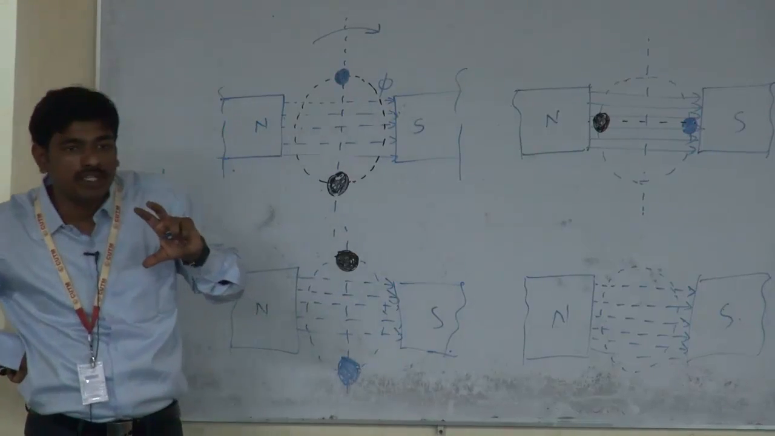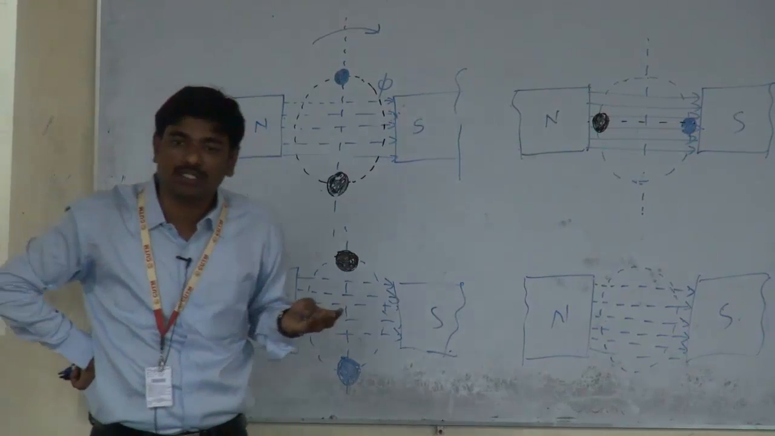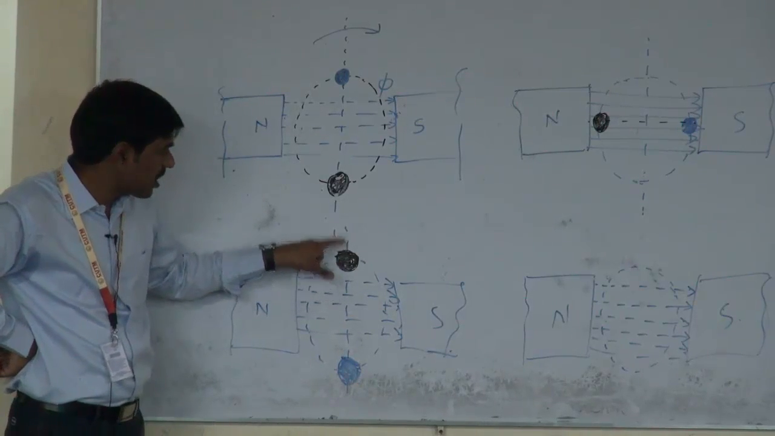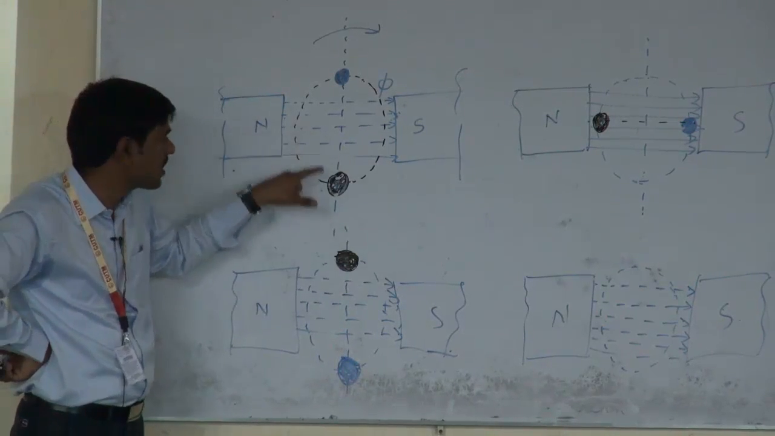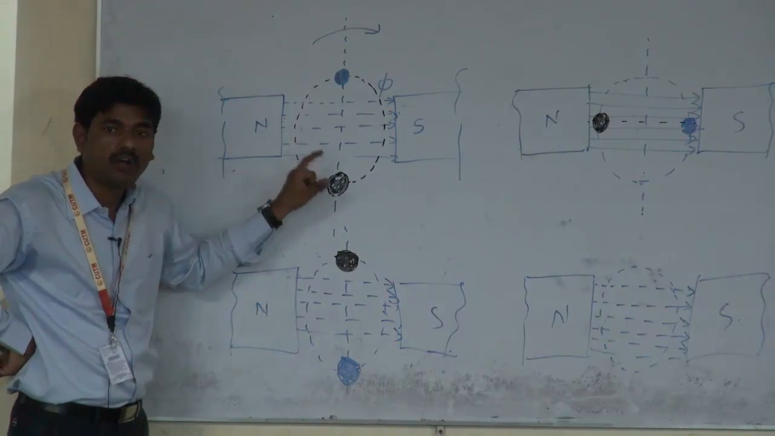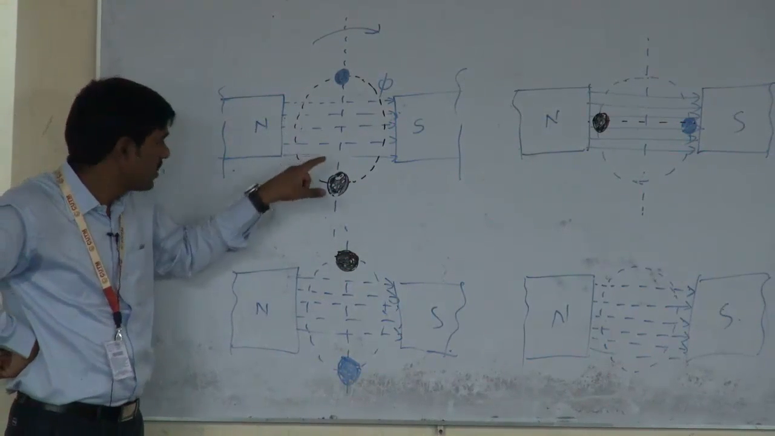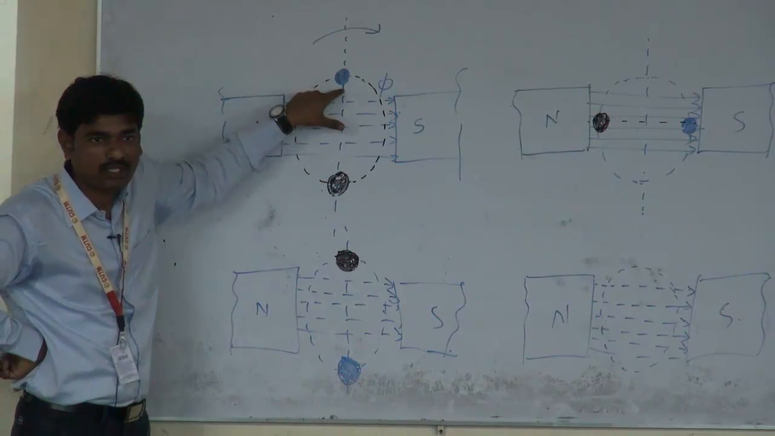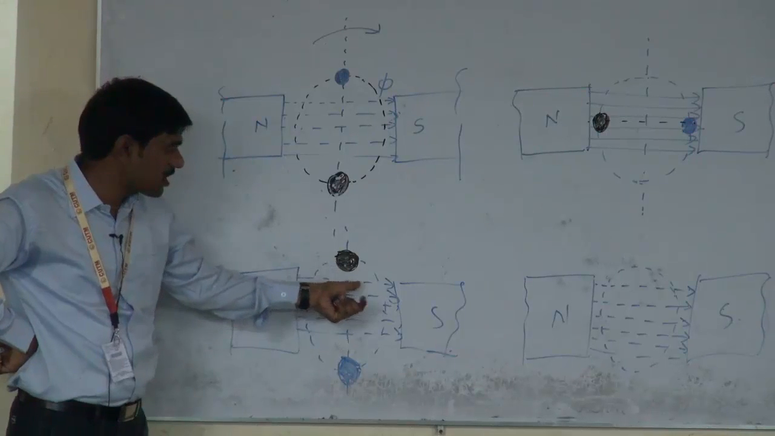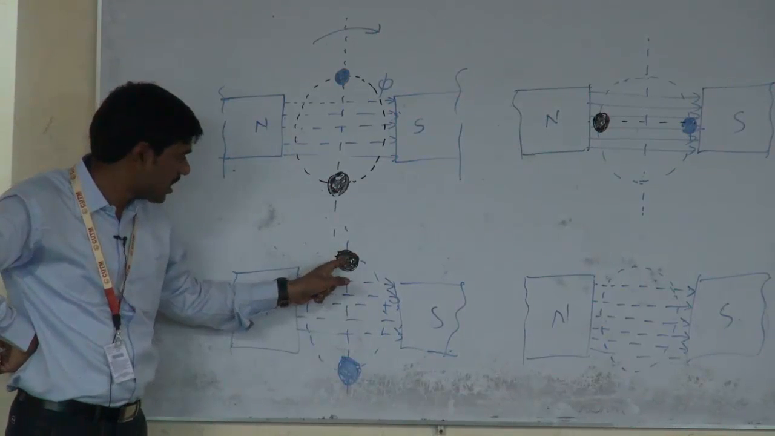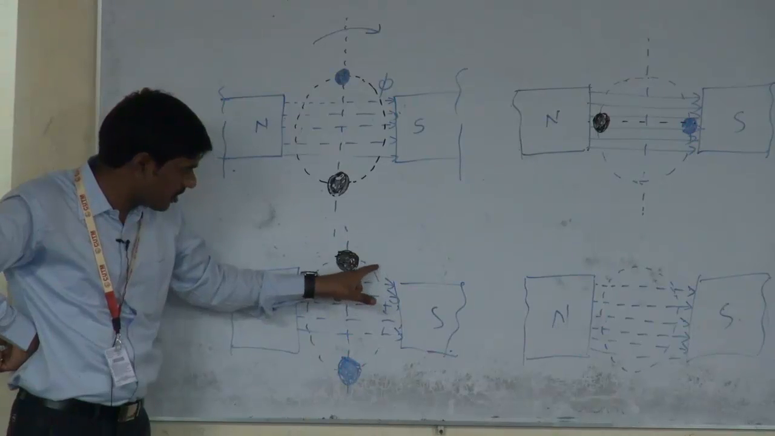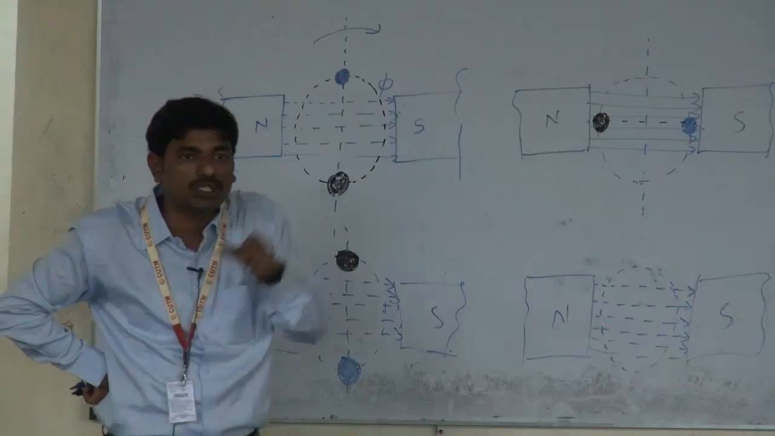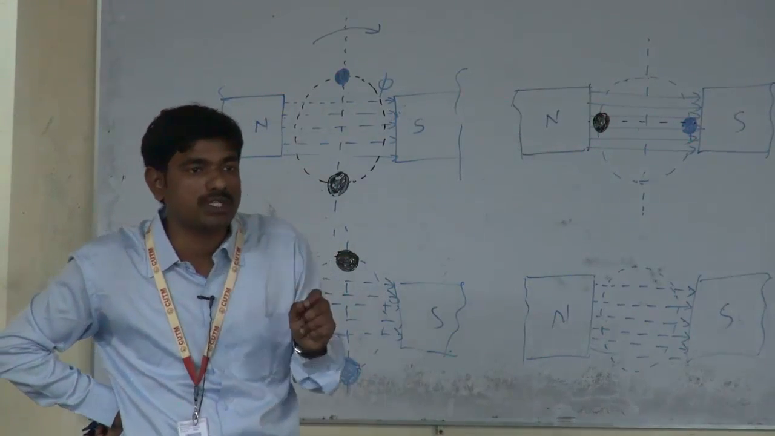So the direction of the induced EMF also changes in the conductor. Let me repeat the point. Here, this conductor from 0 to 180 degrees is under the influence of the north pole, and when it is under the influence of the north pole, the conductor cuts the magnetic field from downward direction to upward direction. Now when it is under south pole influence, this conductor cuts the magnetic field from upwards to downwards. So from 180 degrees to 360 degrees, the direction of the motion changes.